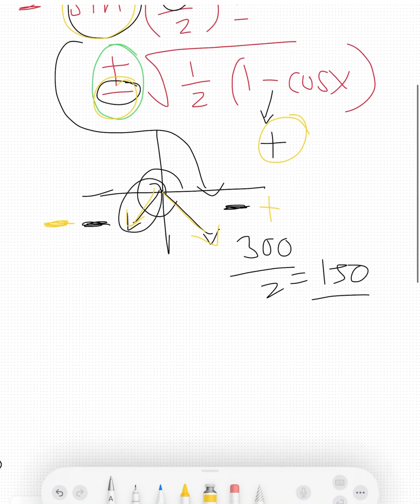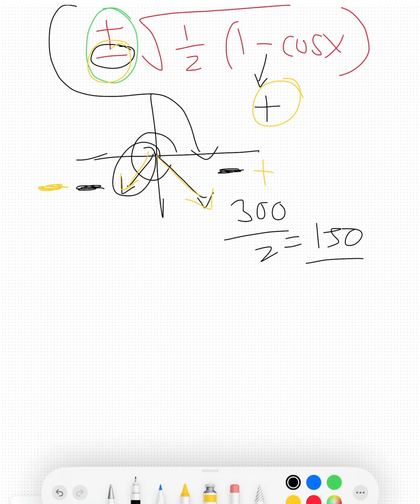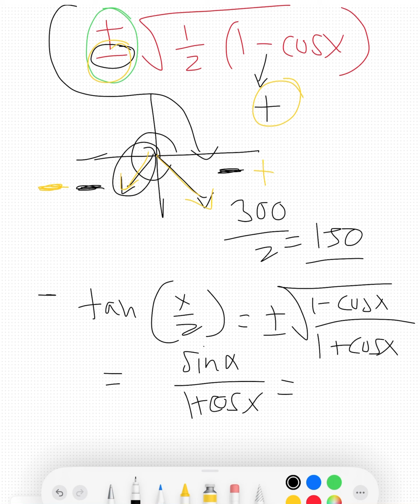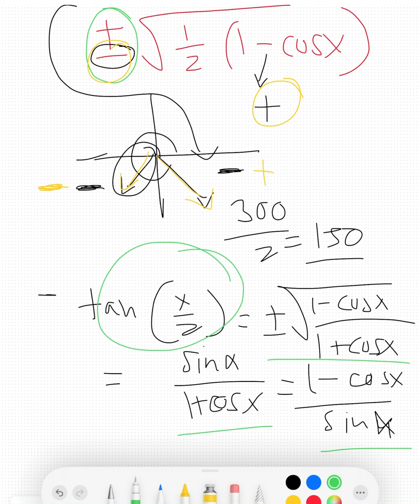The tan formula is very similar, except there are more variations, or more ways of writing it out, but it's essentially the same thing, so I'll just write it out here, okay? Tan of x over 2 equals plus or minus the square root of 1 minus cosine x over 1 plus cosine x. And that's also equal to sine of x over 1 plus cosine x, which equals 1 minus cosine x over sine of x. All of these are different ways to write the half angle of tan of x, okay?